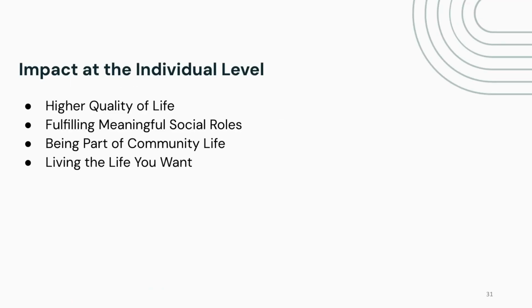Let's get started with the obvious, impacts at the individual level. PCRP is intended to support people in their pursuit of a higher quality of life, the meaningful social roles they want to fulfill, being part of the communities that they want to be part of, and really living the life that they really want. These outcomes are highly individualized, and the person's sense of these is what drives the specific dimensions of their plan, which we will look at later. But a person's pursuit of their desired future and moving toward that future, that is a core intended outcome of PCRP.